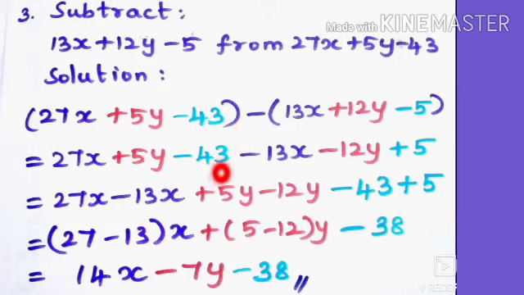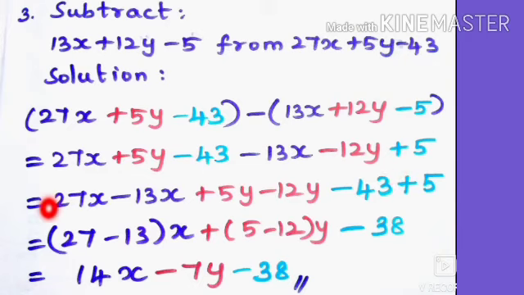So in the next step, by using multiplication of integer rules, the product of two integers with different signs is always a negative integer, and the product of two negative integers is always a positive integer. Same signs positive, different signs negative. So by using this, we get 27x plus 5y minus 43. Minus into plus 13x is minus 13x. Minus into plus 12y is minus 12y. Minus into minus 5 is plus 5.